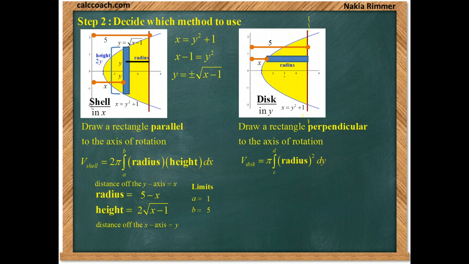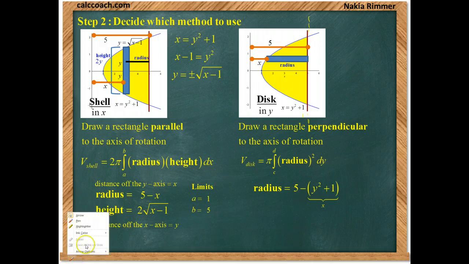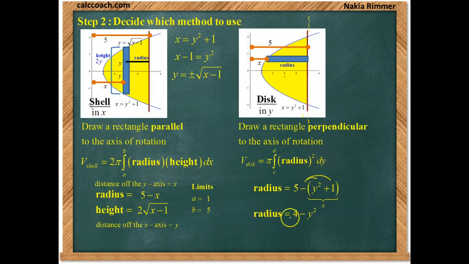But wait a minute. We said that disk was supposed to be in terms of y. And so we need to replace the x with the formula for y, y squared plus 1. That's our radius. And what we could do is distribute the negative across. By distributing the negative across, that'll be subtracting 1. 5 minus 1 will be a 4. Our radius is 4 minus y squared.